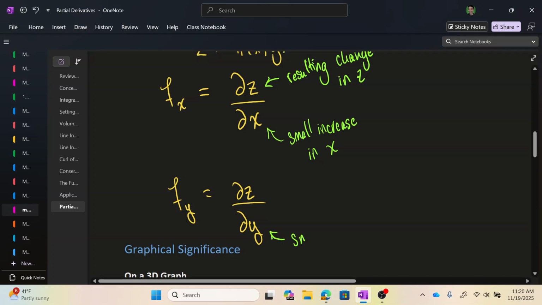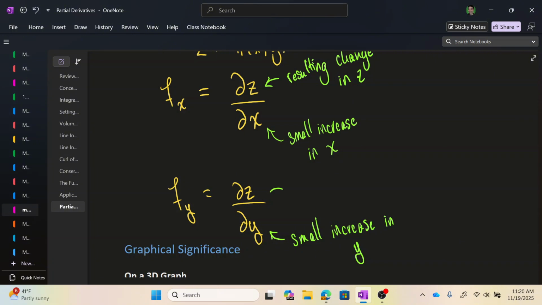So a small increase in y, and then in the numerator, here is the effect of that increase on the outputs, the resulting change in the z values.